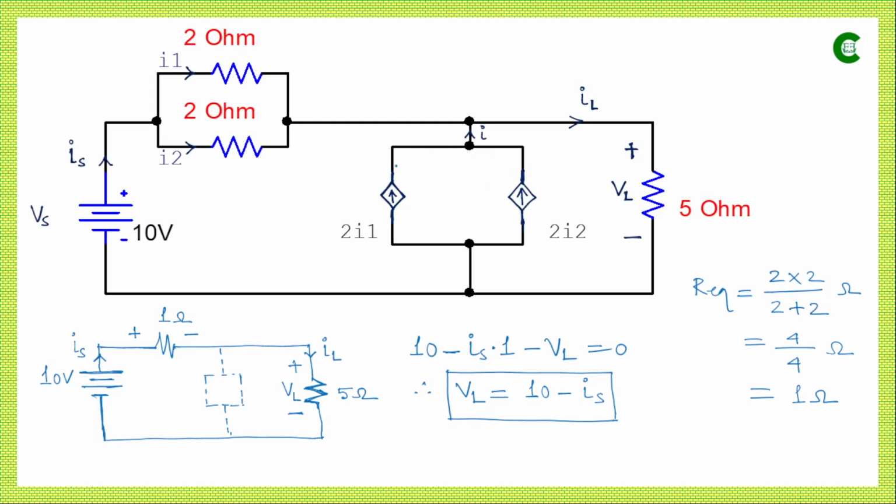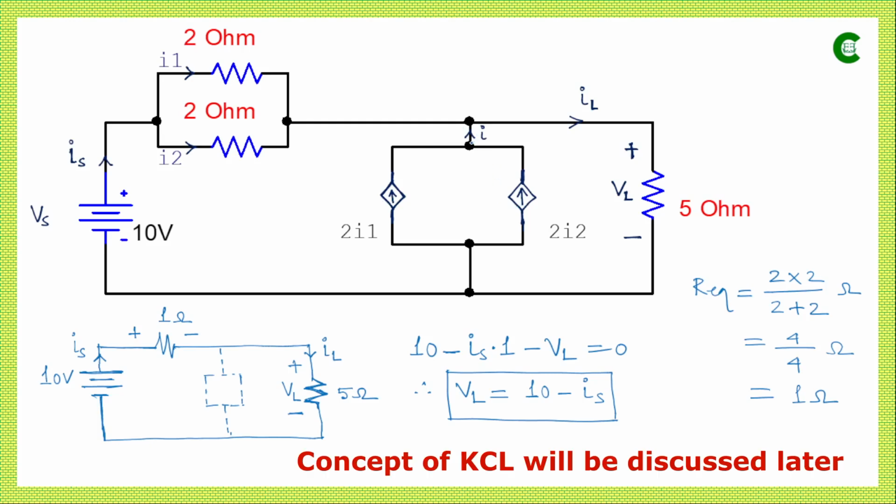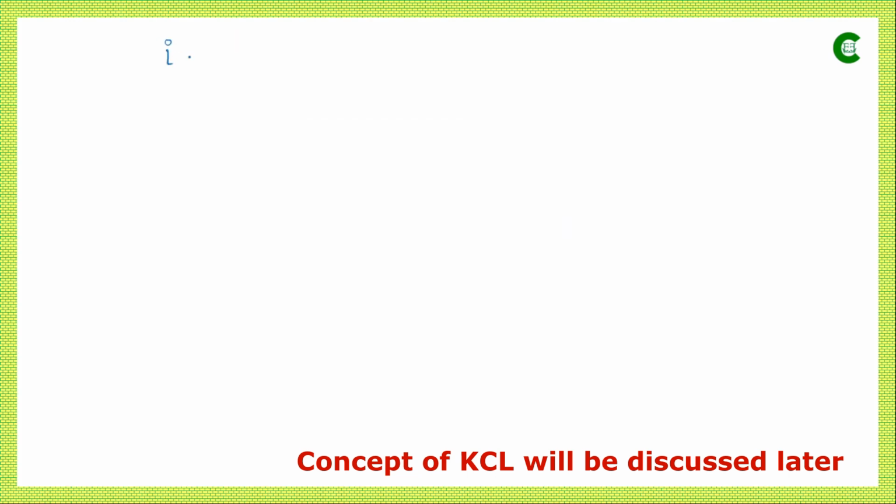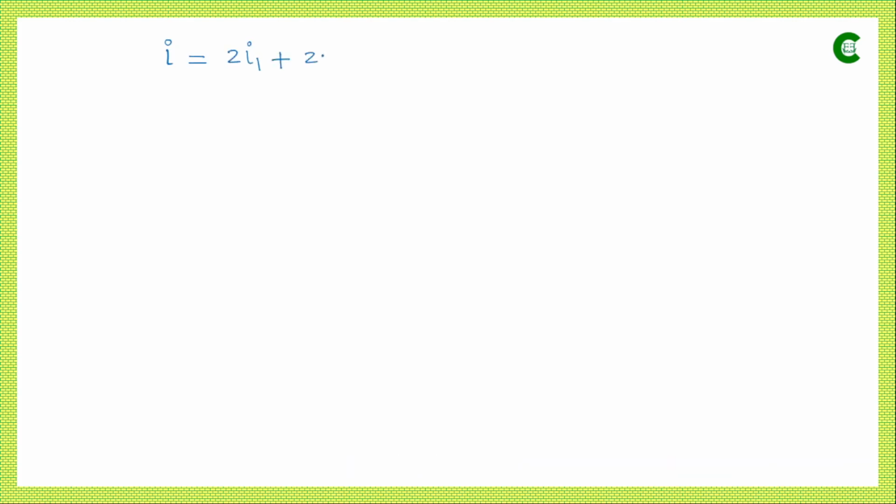Now if we look at this parallel branch which has two dependent current sources, then we can easily see that both the currents are flowing in the same direction. So the current value I here will be the sum of these two current values. So we can write that current value I will be equal to 2I1 plus 2I2.